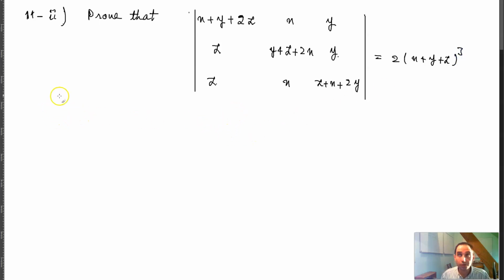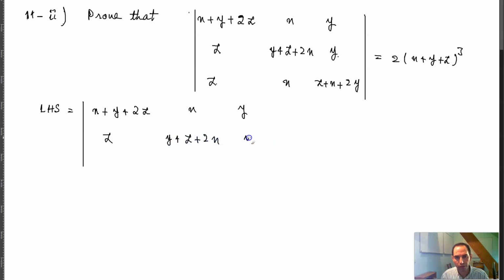So in order to prove this, your LHS is equal to basically this determinant: x plus y plus 2z, x, y; then you have z here, y plus z plus 2x, y; and z, x, and z plus x plus 2y.